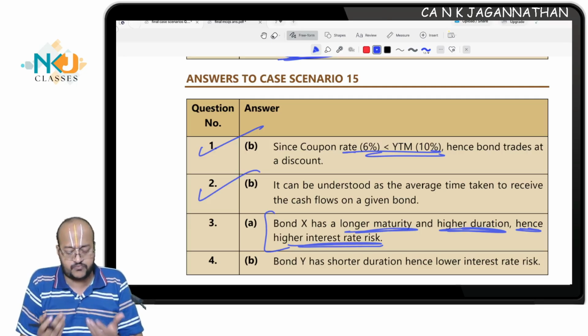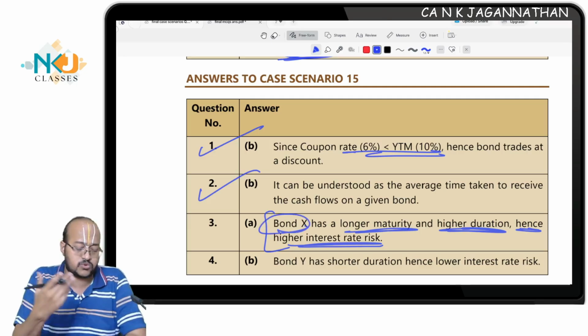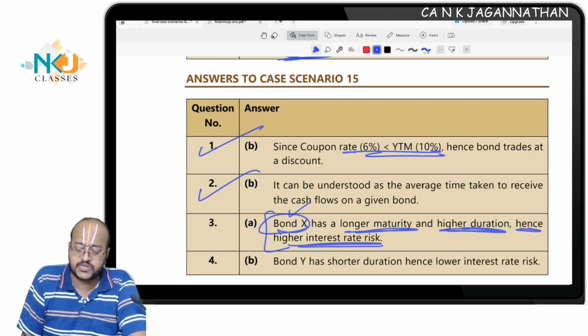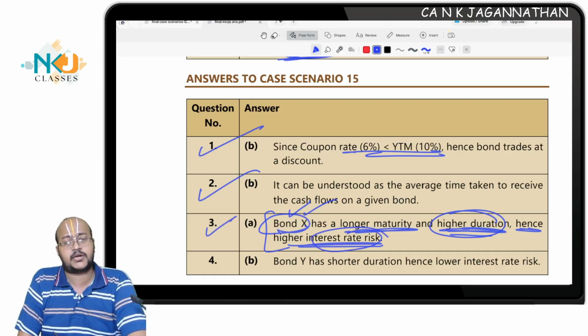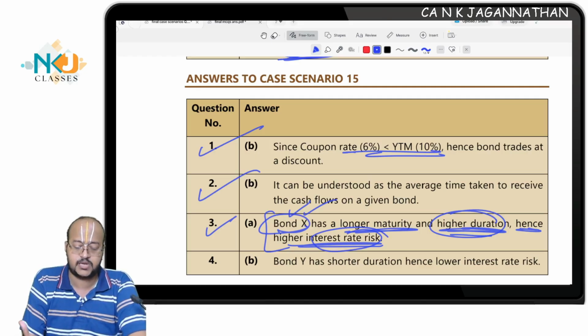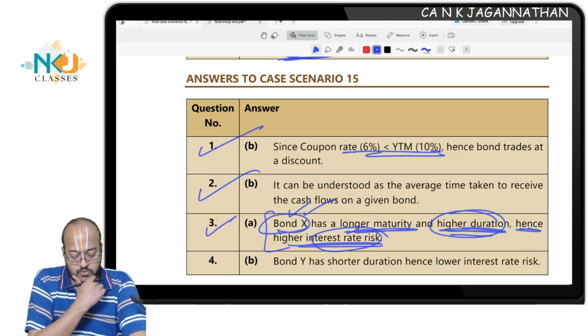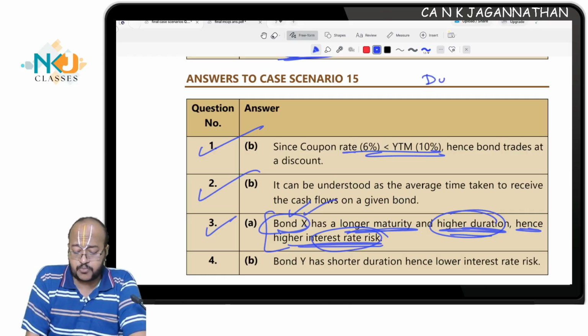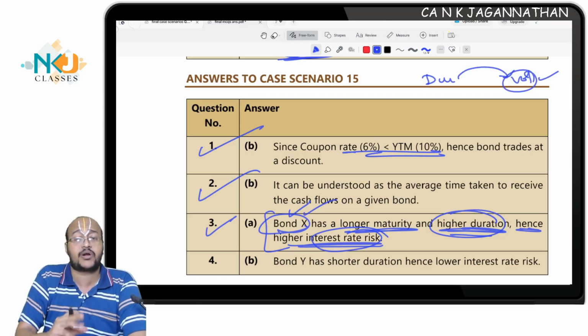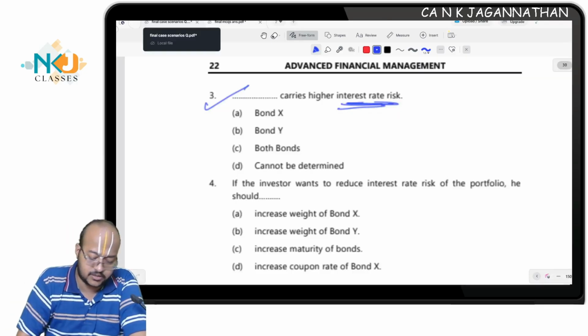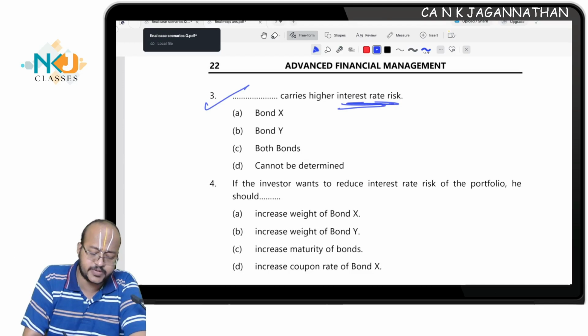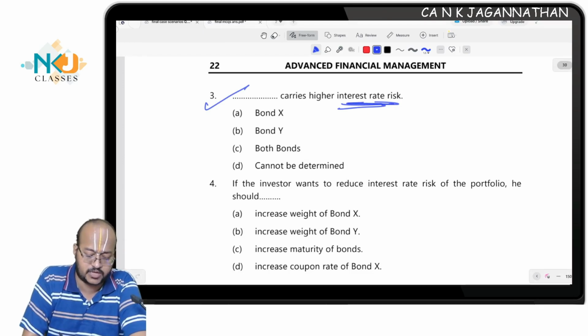And they assume bond X... I've given it as homework, you can calculate the duration. Whichever bond has the higher duration, they are saying bond X is having a higher duration, hence higher interest rate risk is assumed. But to be precise, volatility is the sensitivity of the bond price with regard to the interest rate. But anyway, the duration is also important. This duration is Macaulay's duration. The volatility is really modified duration. Here they have measured risk based on just duration and not modified duration. That is what I wanted to communicate.